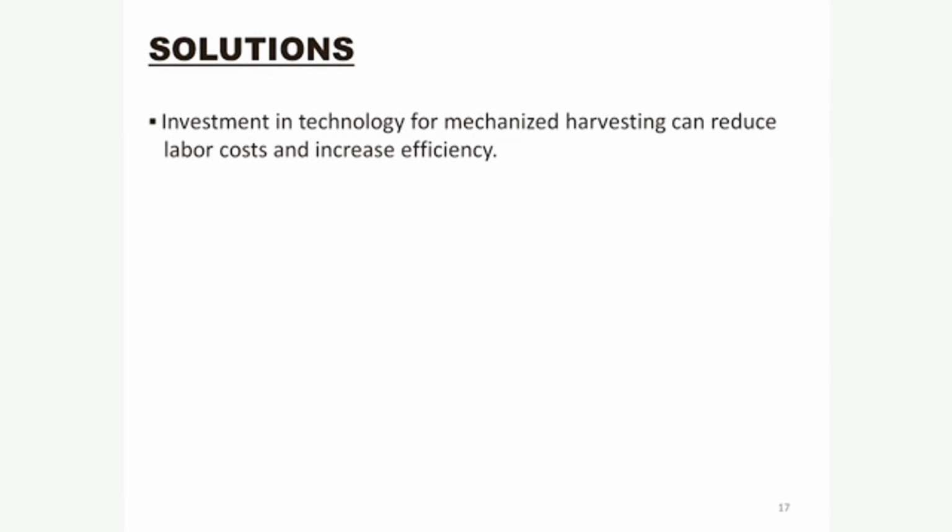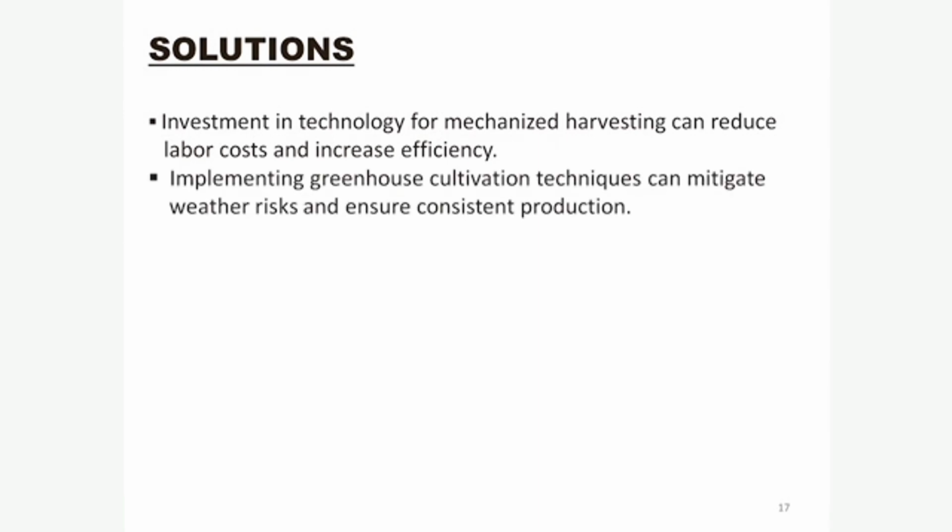First challenge is that it is labor intensive. So generally we invest in technology, using mechanized harvesting to reduce the labor cost and increase efficiency. For the second challenge, weather dependency, we generally implement greenhouse cultivation. This technique mitigates the weather risk and ensures consistent production.